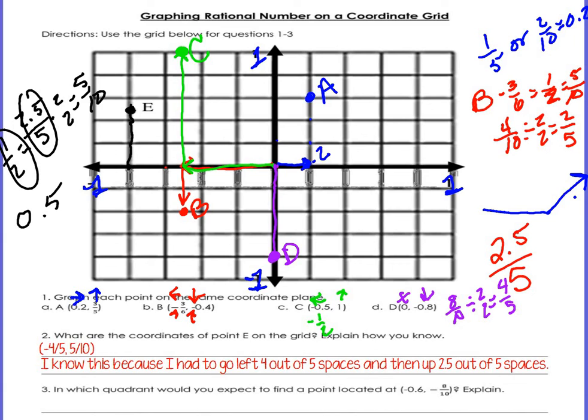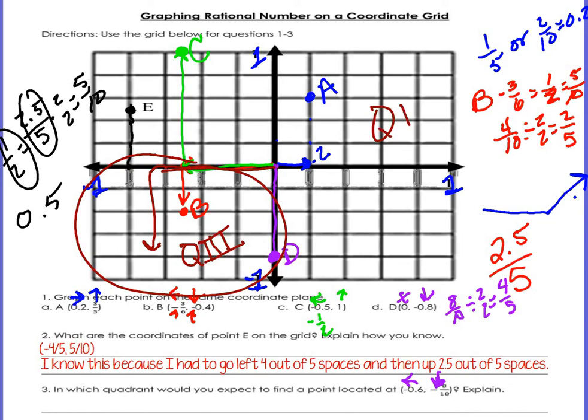So in which quadrant would you expect to find a point located at -6/10 and -8/10? And explain. So let's think about this. If it's negative and negative, that means I have to go left and then I have to go down. So if I go left anywhere and down, I'm going to be in this quadrant. And this is known as quadrant 3. Okay, we label our quadrants backwards.